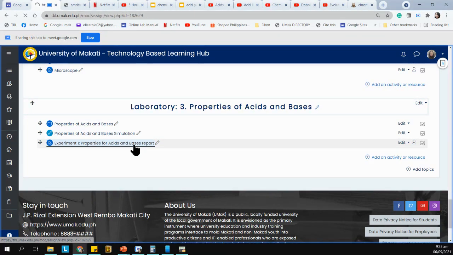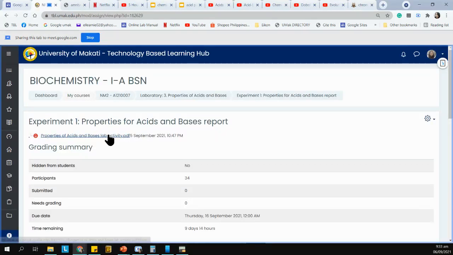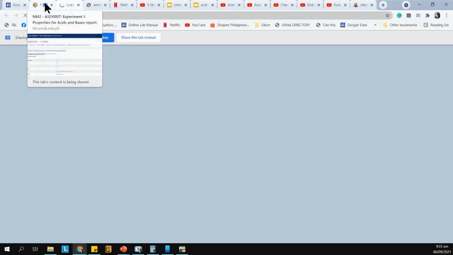Okay. Tagal. Yan. So, you have here the document. So, pag kinlik nyo siya, you'll be opening a PDF file that would ask you to download it.